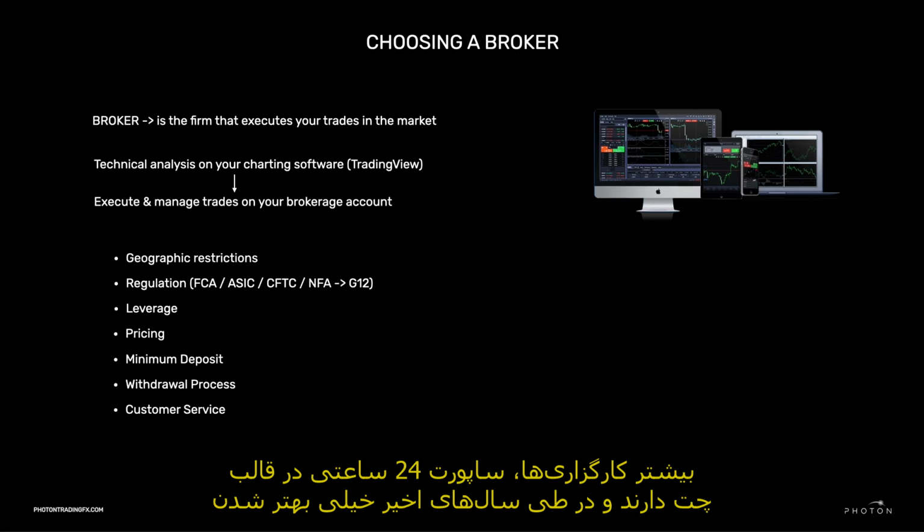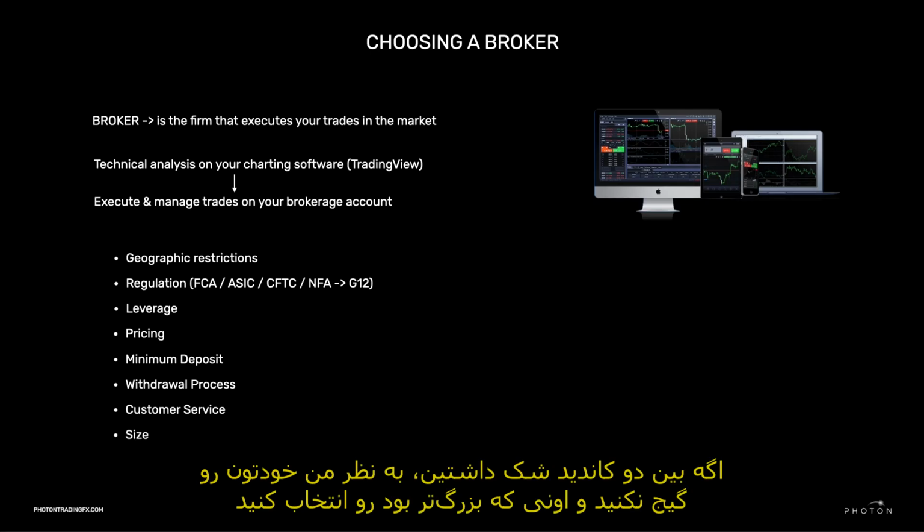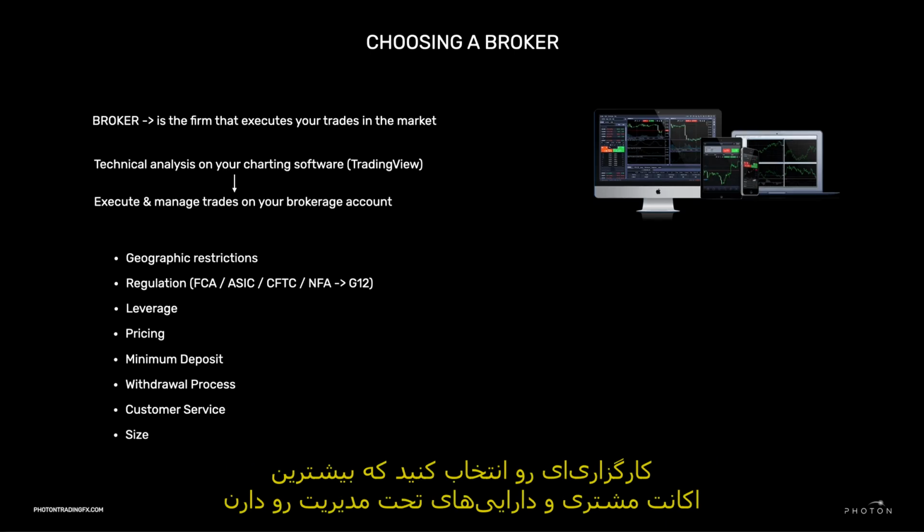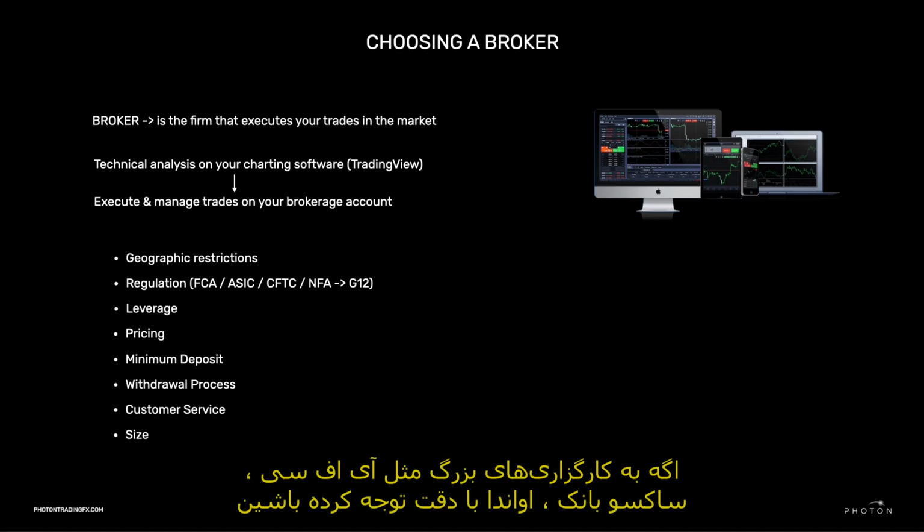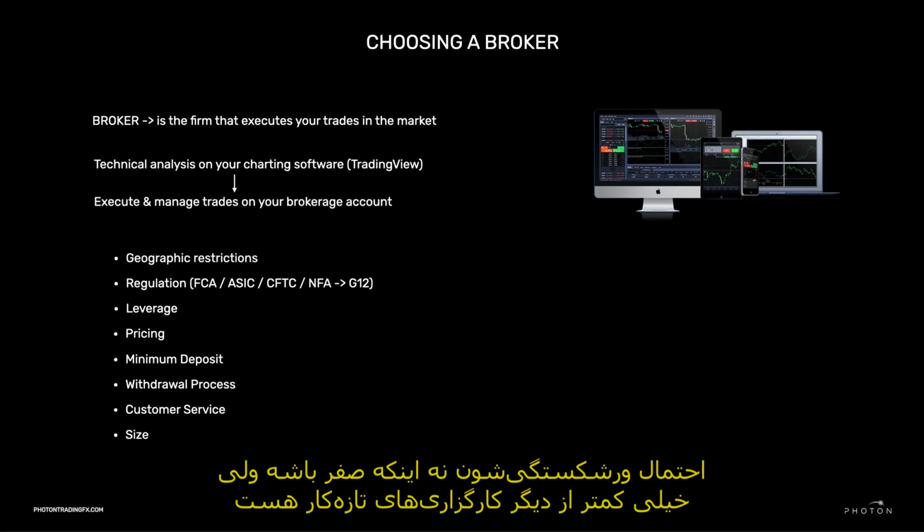So if you are stuck deciding between two worthy candidates, I would generally just say keep it simple and go with size. So choose the broker that has the largest amount of brokerage accounts and client assets under management. If you look at any of the big brokers such as IC Markets, Oanda or Saxo Bank, for example, the probability of those companies going under, obviously it's possible, but it is somewhat lower than a new kid on the block sort of brokerage house.